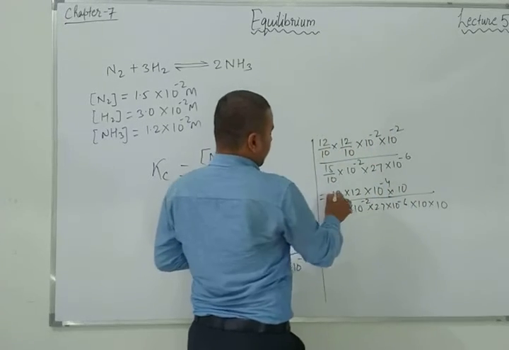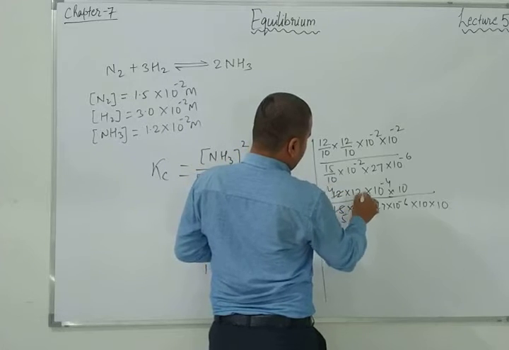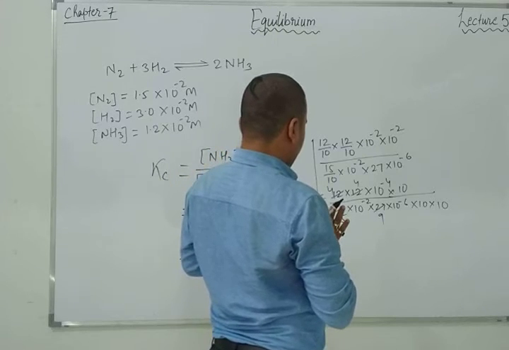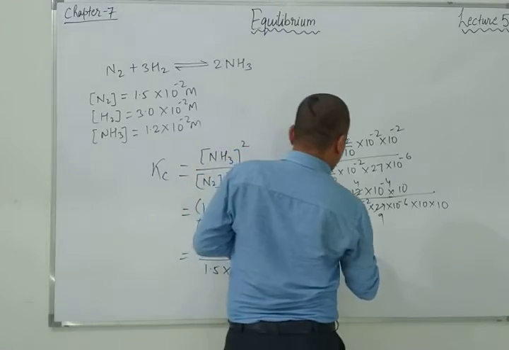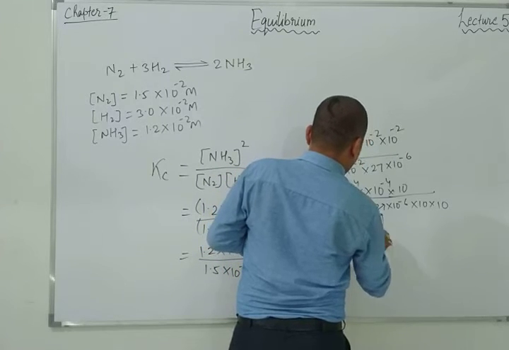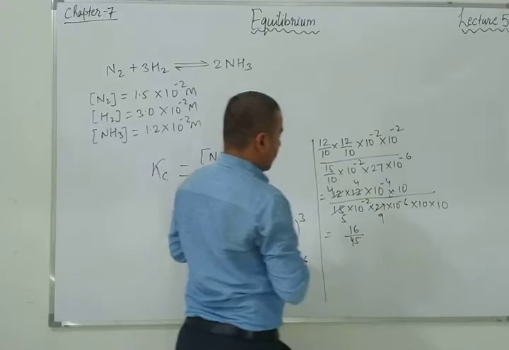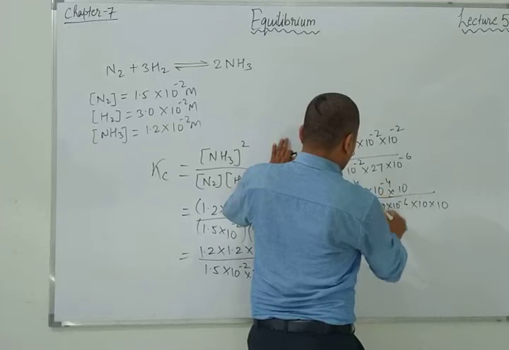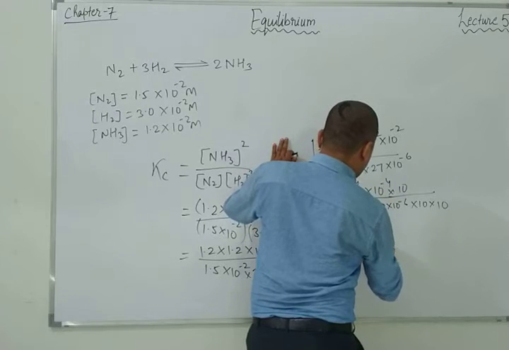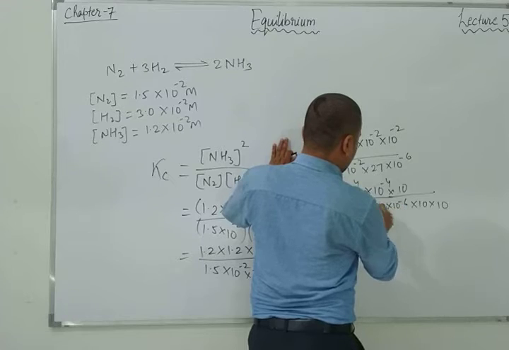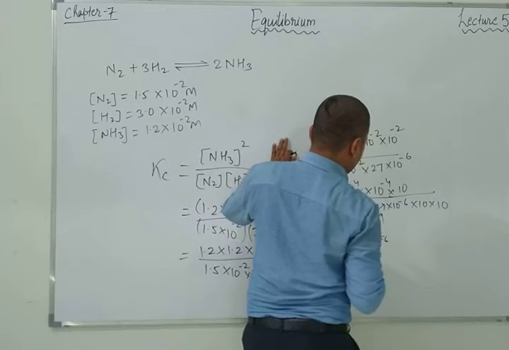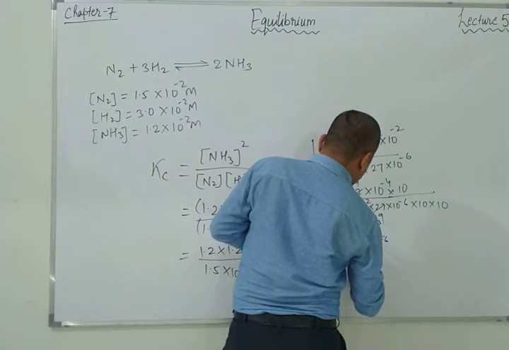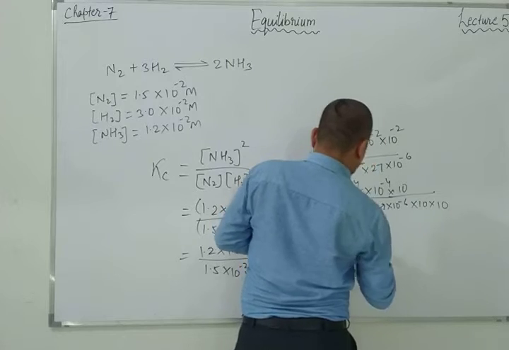So now see here, 3 4s are 12, 3 5s are 15, 3 4s are 12, 3 9s are 27. So here 4 4s are 16 and 5 9s are 45. Now you can see here it became 10 to the power minus 3, and down 10 to the power 2, and this 10 to the power minus 6. So here 16 upon 45 into 10 to the power 3, right.